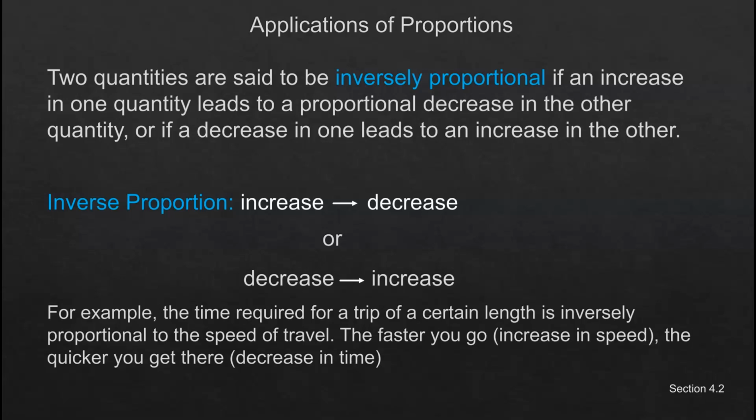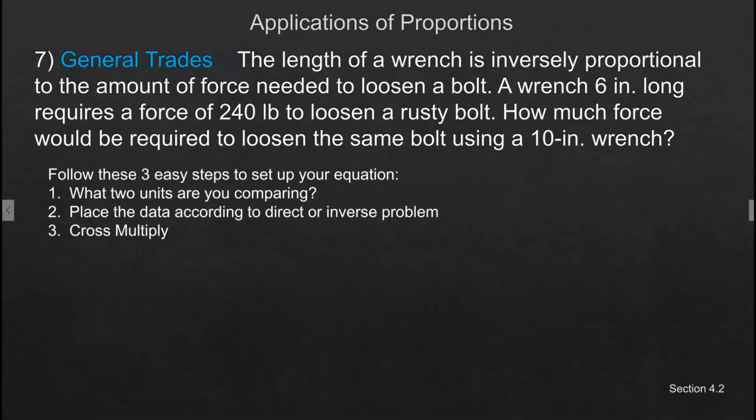Here's an example down here. The time required for a trip of a certain length is inversely proportional to the speed of travel. The faster you go, so your speed is increasing, the quicker you get there, so your time is decreasing. So if you can think of the two quantities that are in the problem, and then compare them, that will help you decide. Sometimes it just tells you it's inverse, and that's handy. And this is one of those, okay.